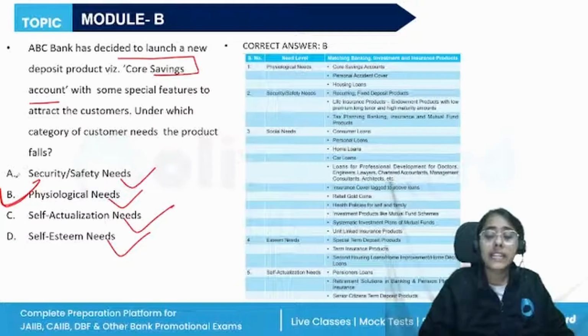So, here's the table which shows you the different types of products. Under the physiological needs, core savings account, personal accident cover, and housing loans will come. Under the security or safety needs, recurring or fixed deposit, life insurance products, tax planning, insurance, and mutual fund. These are the safety needs.